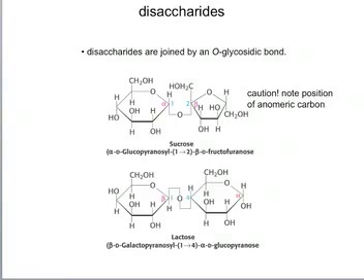I want to point out as well some details: is this fructose an aldose or ketose? Well, the anomeric carbon is at position 2, so it is a ketose, whereas glucose is an aldose. I'd like you to draw those structures for yourself and think that through.